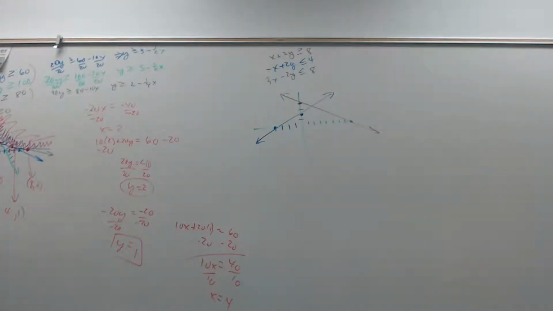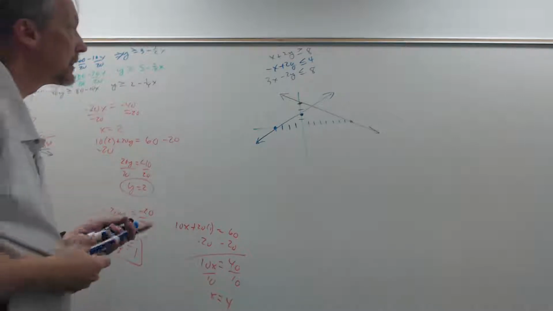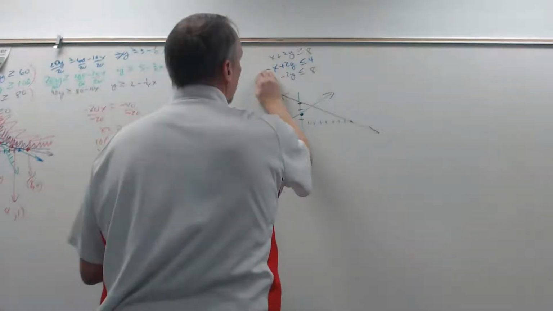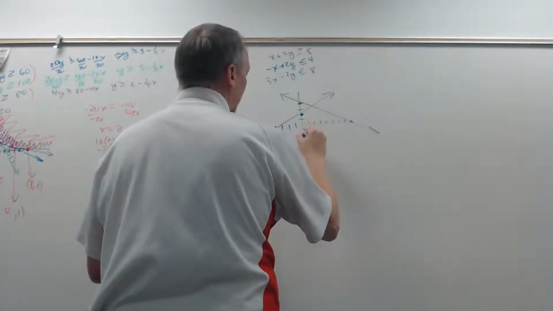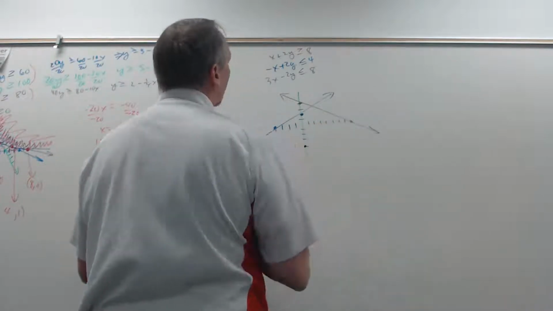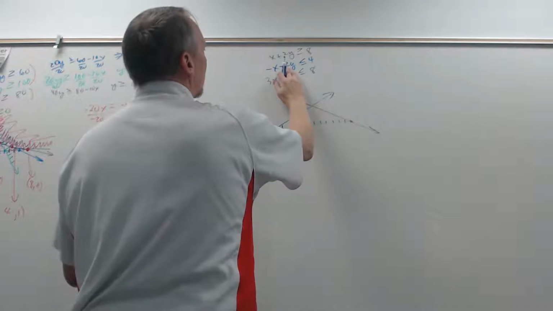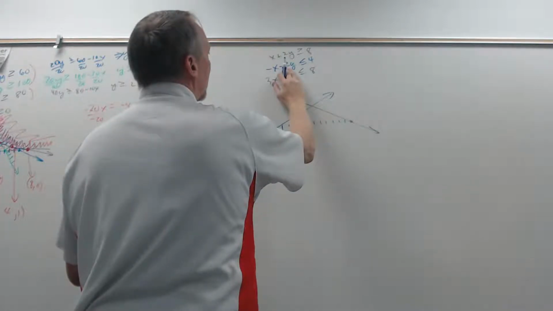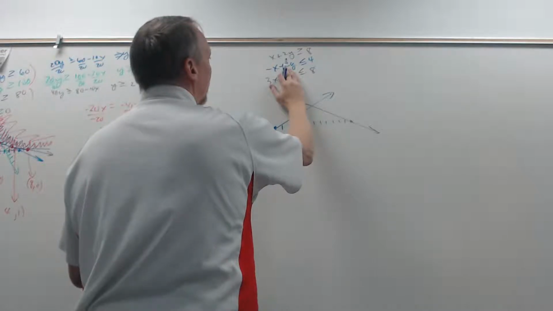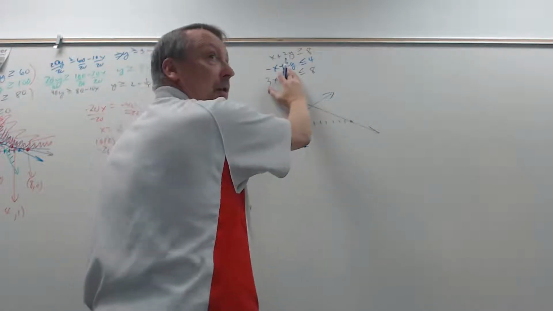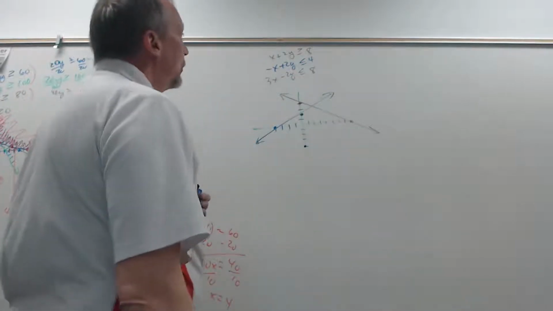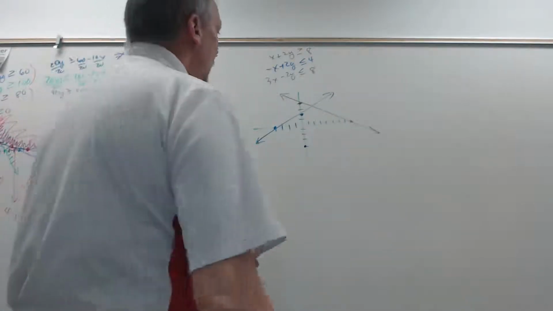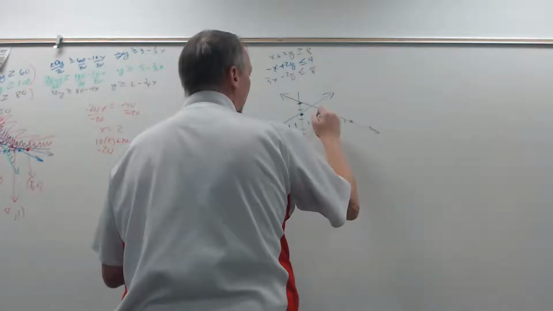The last one, when x is 0, y is negative 4. Y is negative 4. 1, 2, 3, 4. And then when y is 0, x is 8/3. So that's 2 and 2/3, right? So 2 and 2/3 would be about right here.